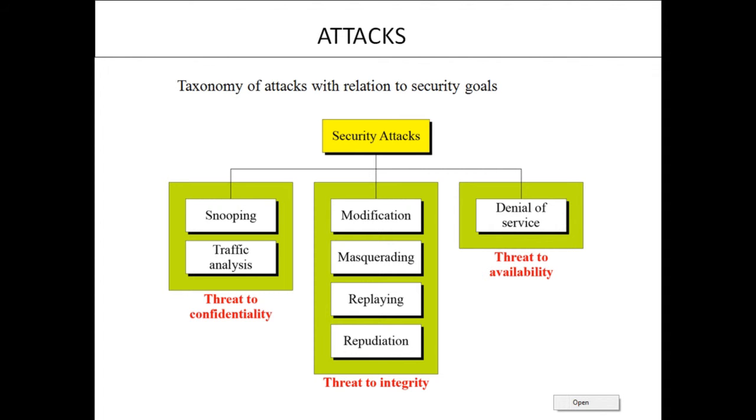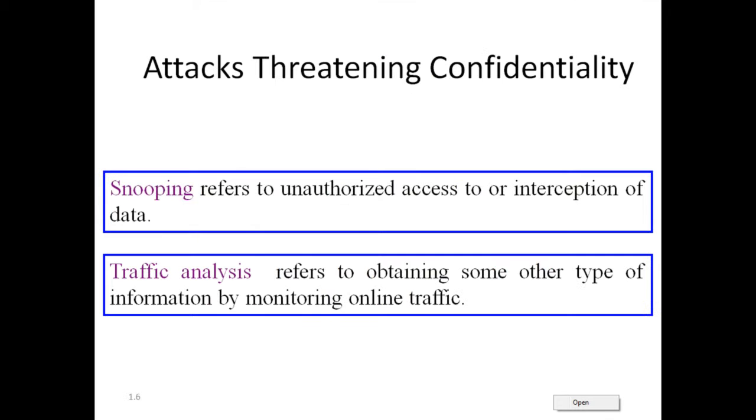This diagram shows the detailed view of the various attacks. The threats to confidentiality include snooping and traffic analysis. The threats to integrity include modification, masquerading, and replaying. And the threat to availability is denial of service. We will take them one by one and understand what these are.